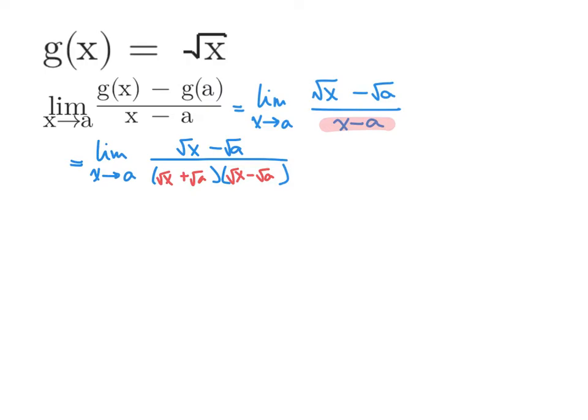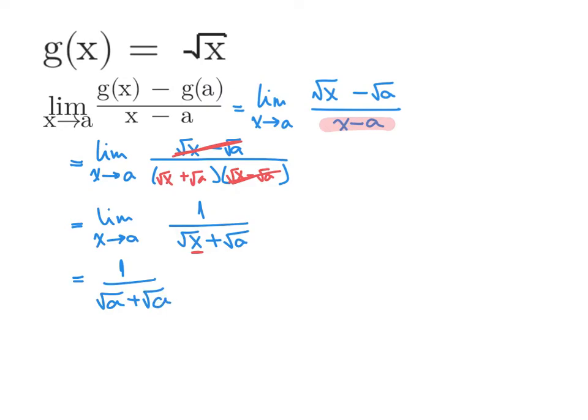And so we get a little canceling to happen. Square root of x minus a, square root of x minus a, both of those cancel. So we're left with just a 1 in the numerator, and then square root of x plus square root of a in the denominator. Now we're ready to take the limit. And what we want to do is take this x and let it approach a. And we'll be left with 1 over square root of a plus square root of a, which of course is 1 over 2 square root of a.